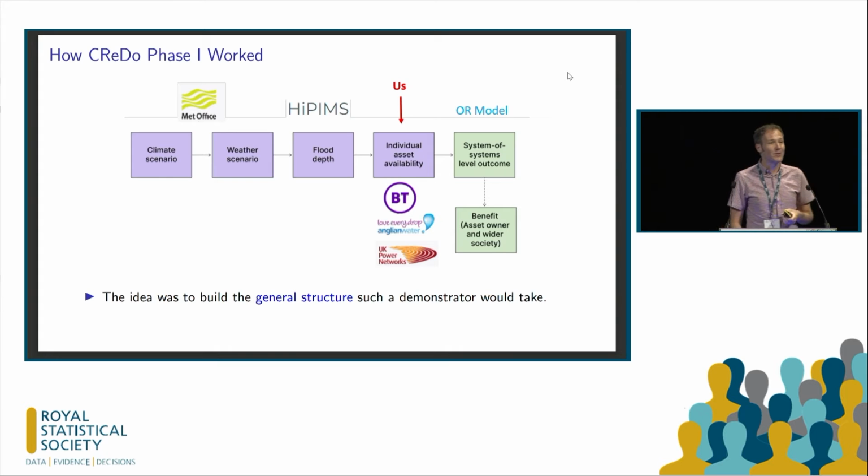And we're statisticians, so we didn't just say, is it working or not? We gave a probability that each of these assets would be working at each time point within the extreme weather scenario. So that was our role.